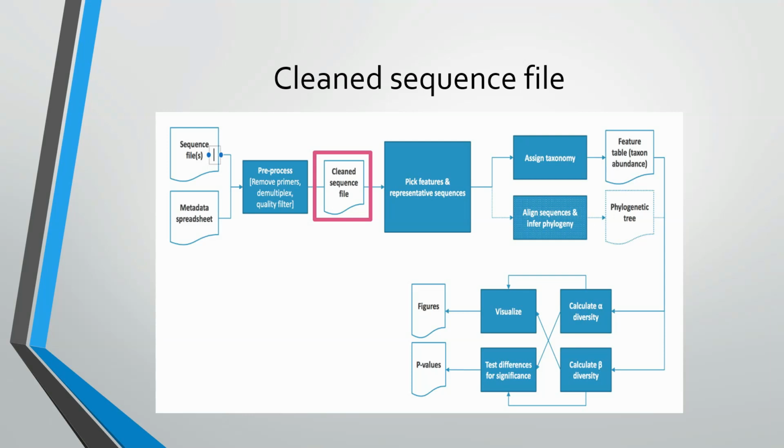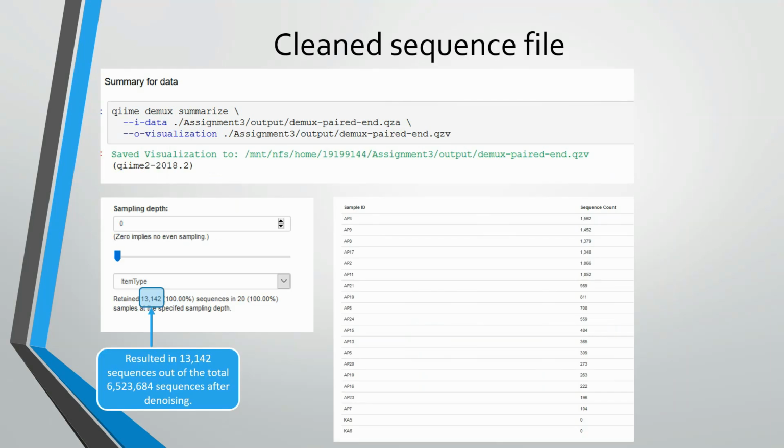Now that the file is cleansed, we want to have a look at the summary of the file. That's the code you can run to get the summary. And we can see that now we have 13,000 sequences in the cleansed file from the 6.5 million. Looking at the sample AP11 again, as you can see, it's reduced to 1,052 sequences.